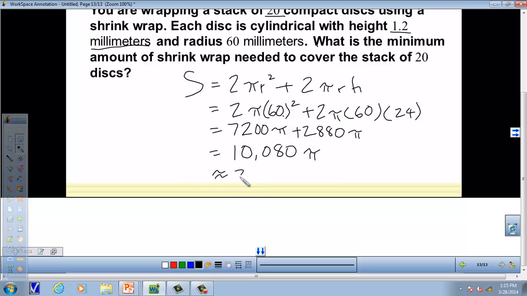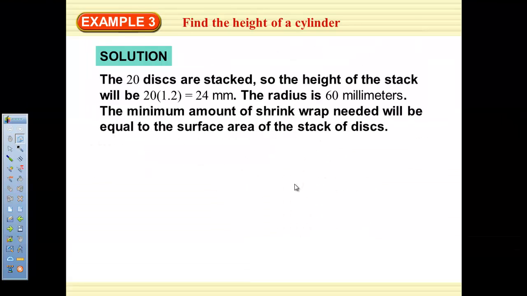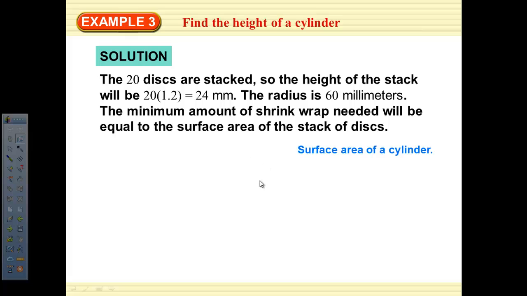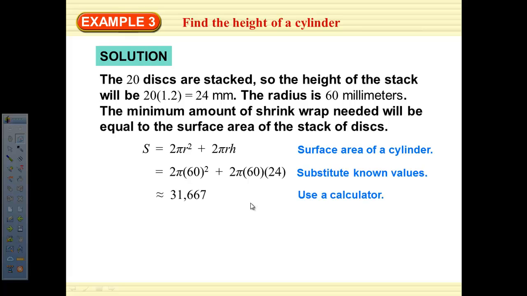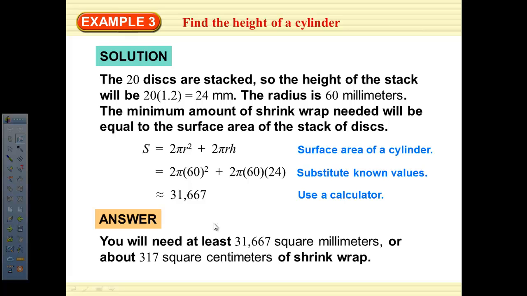And in this case, we would have 31,667.3 square millimeters, or you could just say, probably to the nearest whole number, 31,667 or 68. So if we look at this again, 20 times 1.2 gives us our height of 24 millimeters. Our radius is 60 millimeters. We're going to go ahead and use the formula to plug in all the values. And if we use a calculator, approximately 31,667, which is what we said.